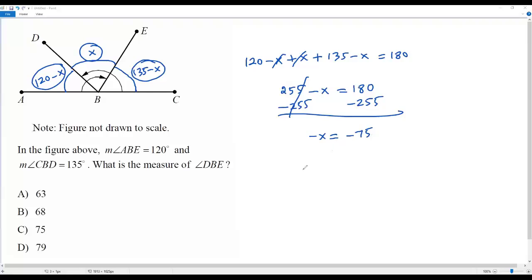Okay, if I multiply both sides by negative 1, this negative X will become positive X and this negative 75 will become positive 75. So the value of X is 75. That means the measure of angle DBE is 75 degrees. So the correct answer choice for this question is option C.